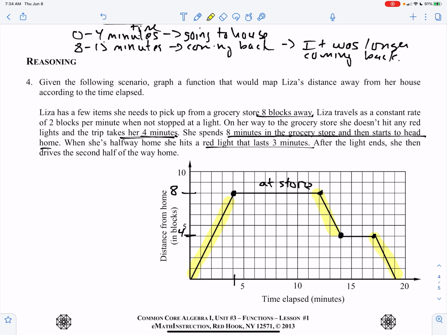Now, from a physical science perspective, we call distance divided by time speed. So this slope that I'm highlighting here represents the fact that she's going the same rate, or the same speed, at 2 blocks per minute. That's what's told us right there, 2 blocks per minute. So every 2 blocks for every minute is the rate she's moving to and from the store.